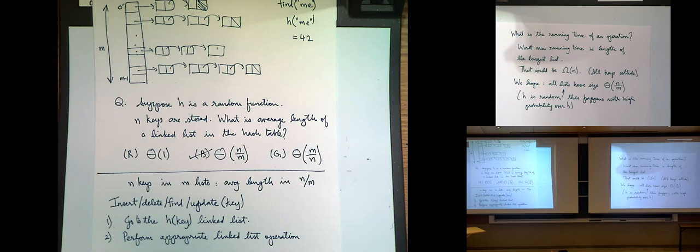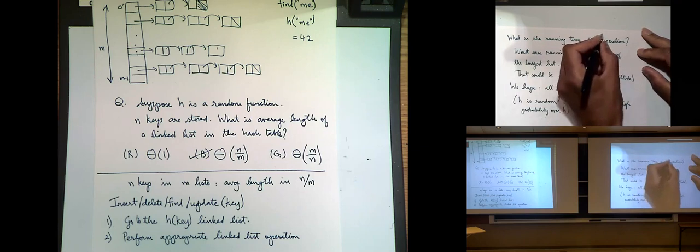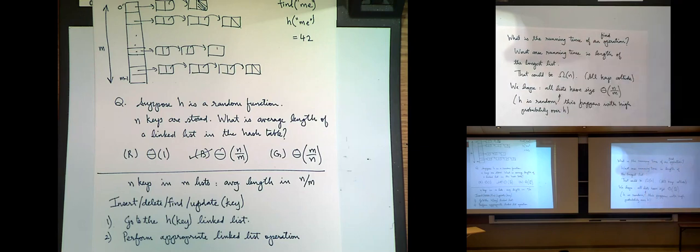Wouldn't insert always be O of 1 then, because you just get the key? Good question. Yeah, you're right. Insert is always O of 1. I stand corrected. So I should say running time of a find operation. Sorry, you're right. Insert is always O of 1 because you're just doing a linked list insert.